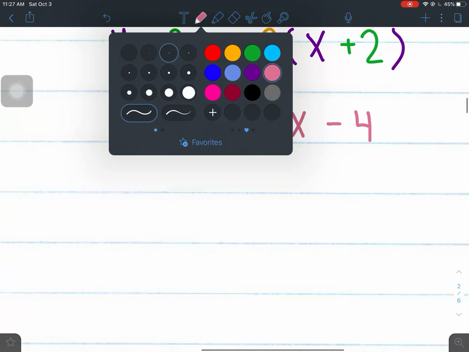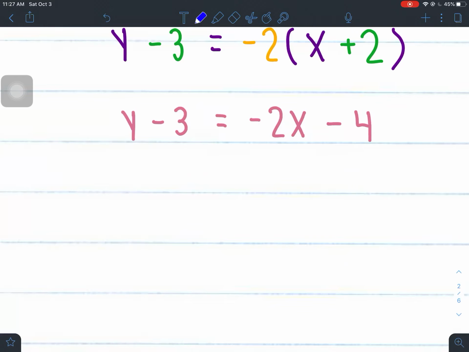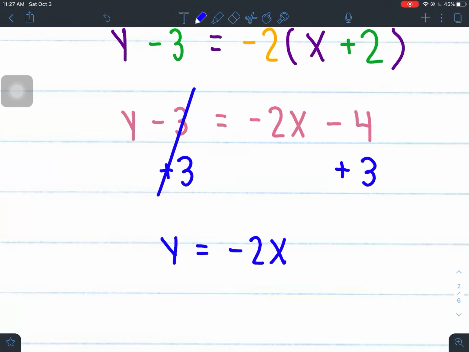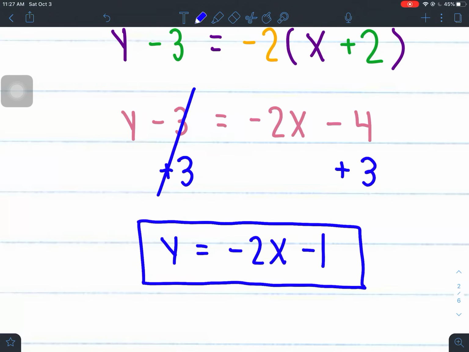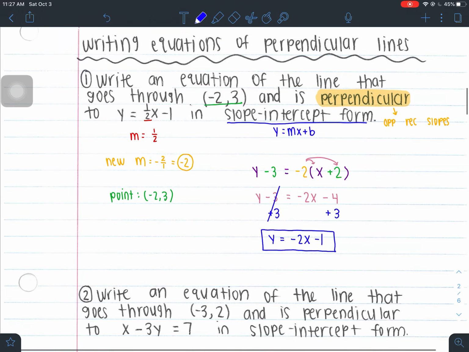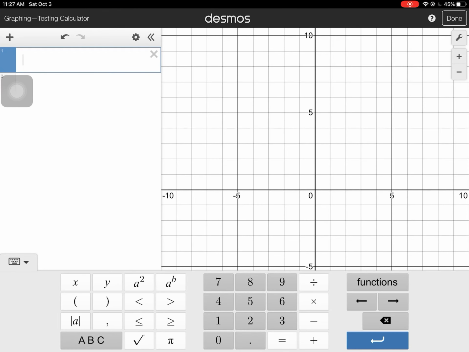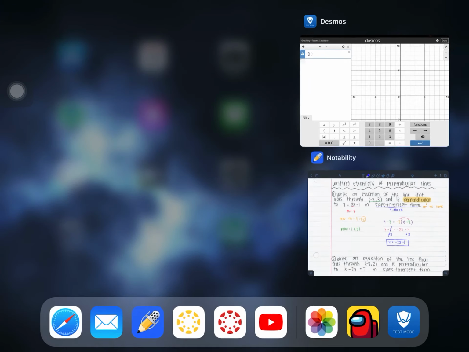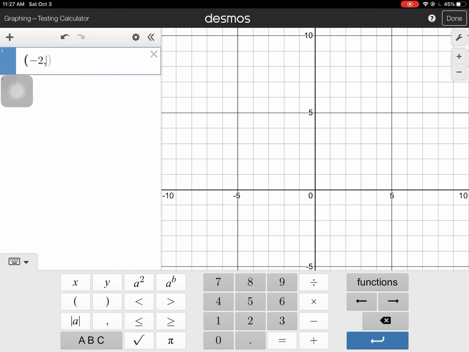Okay. Then the final step here to get y by itself to get to slope-intercept is to get rid of that negative 3 by adding it to both sides. And remember, you can only add to like terms. So we have y equals negative 2x, and then negative 4 plus 3 is negative 1. Is this in slope-intercept form? Yes. So you have made an equation that is in slope-intercept form that is perpendicular to the original equation. So I'm going to go ahead and graph this to show you what we just did. They give us the point, I forgot already, they give us the point negative 2, 3.